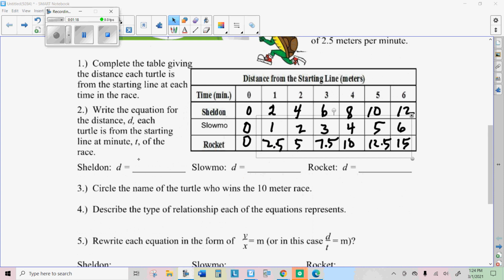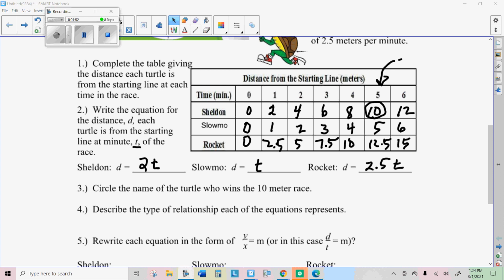And now we're going to write the equations. Since these are proportional relationships, there won't be anything added on. So all we need to do is write the slope in front of the independent variable, which in this case is t, the time, minutes. So for Sheldon, the equation is going to be 2 times t, and t stands for the minute. So like 2 times 5. So make sure your equations work. 2 times 5 is 10. That works. All right, you do slow-mo and rocket.